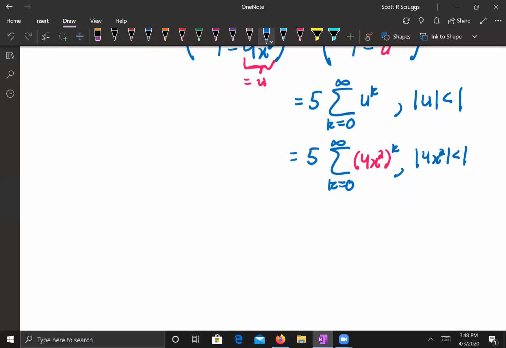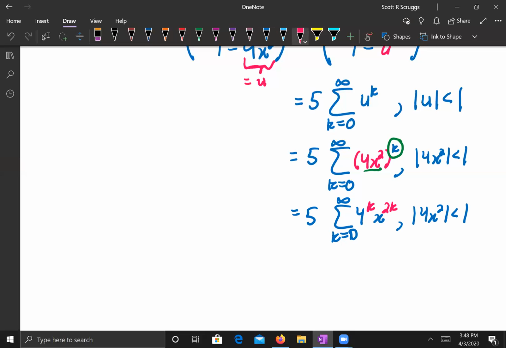Now my next step is, I have an exponential here with a product of 2 numbers. So I can rewrite that further to get 5 times the series, starting at 0, ending at infinity, of 4 raised to the kth power times x raised to the 2k power, absolute value of 4x squared less than 1. And there's our power series in a nutshell.